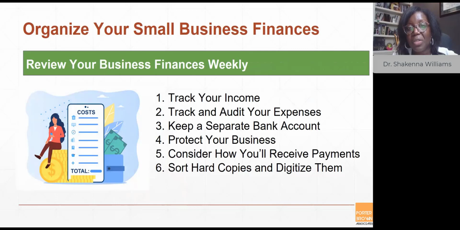The most important thing to think about are these 6 steps. Track your income. So find a system, a way to track how much money is coming into your business. Track and audit your expenses. So look at your expenses, your bills, and make sure that you're paying them on time and you're paying the right people. Keep a separate bank account from your personal finances. So definitely have a separate business account.